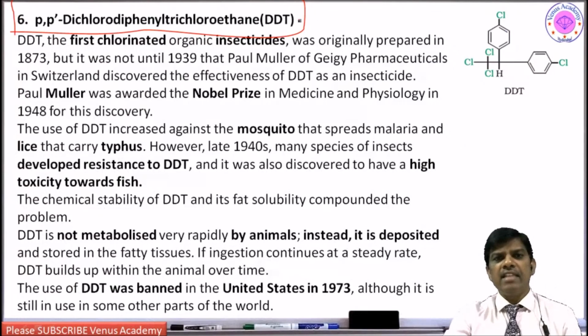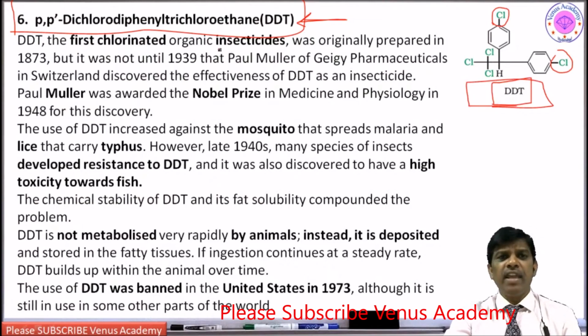However, there is an antiseptic compound which is DDT. The common name is DDT, which is nothing but para, para-dichlorodiphenyl trichloroethane. It is commonly used as an insecticide, where it kills or repels mosquitoes and lice that carry typhus.